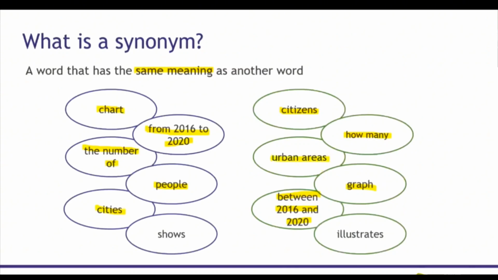Notice here that we've gone from one word cities to two words urban areas. That's fine. In a lot of cases when you're looking for synonyms, you're looking for alternative ways. It doesn't always have to be just one word or just two words. That can change as long as the meaning remains the same.